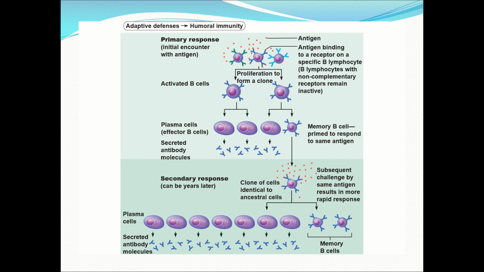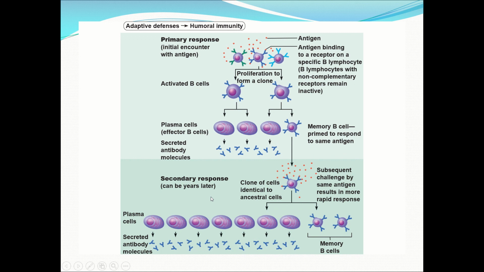This shows the primary response of a B cell, which is going to be the initial encounter with the antigen. We do not need an antigen presenting cell for a B cell. So the antigen will bind to the receptor on a specific B lymphocyte, and they will then proliferate to form a clone. And then after that, a plasma cell will form, which will secrete the antibody molecules. There will also be memory B cells, which are primed to respond to the same antigen.